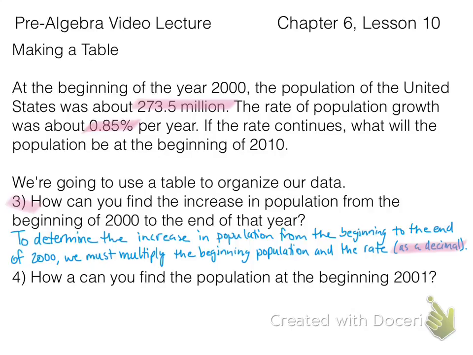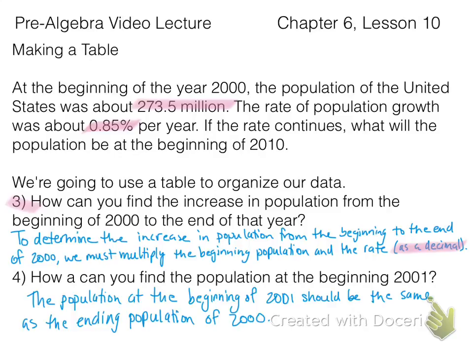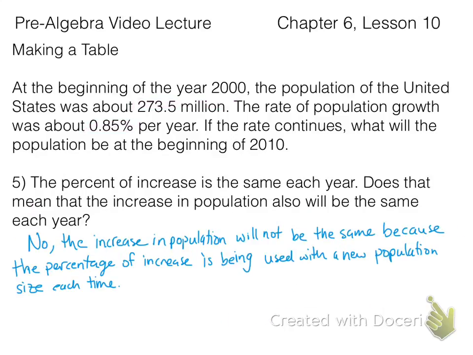Next question, how can you find the population at the beginning of 2001? Well, the nice thing is there's not much difference between December 31st at 11:59 p.m. than there is on January 1st midnight. Okay, so since there's no difference, we're just going to use the number at the end of the previous year to mean the beginning of the next year. All right, so the population at the beginning of 2001 should be the same as the ending population of 2000. So let's go ahead and look at this table.